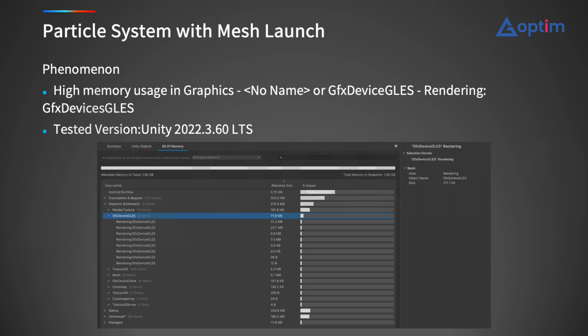problem. In Unity 2022-based projects, we frequently observed unusually high memory consumption in regions labeled Graphics No Name or GFX Device GLES, rendering segments. When we inspected these cases using Memory Profiler, the pattern became very clear. In many projects, mesh-emitting particle systems were the primary contributor.